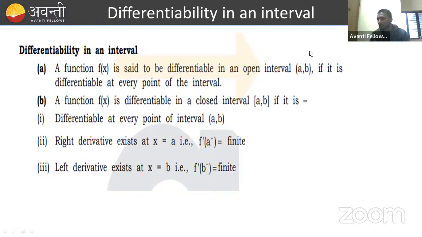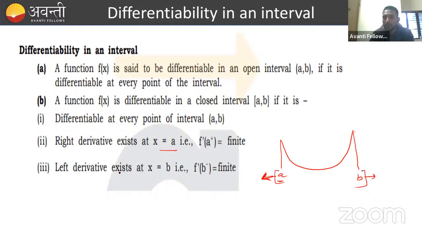Why? Because in yesterday's class I also discussed that if there is a graph like this, suppose this is a and this is b. For point a there is no left hand derivative, and for point b there is no right hand derivative. So we will not talk about the left hand derivative for a, and we will not talk about the right hand derivative for b, because we are only concerned with a to b. So you have to check two extra points: the right hand derivative at x equals a and the left hand derivative at x equals b. Only we will talk about this and this. Okay, so this is clear.